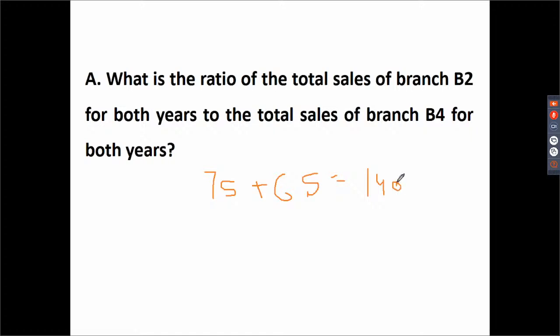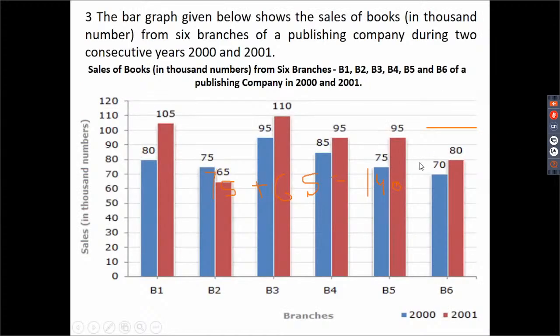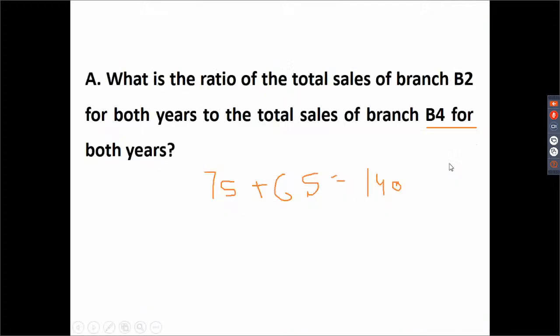140 to the total sales of branch B4 for both the years. Branch B4 for both the years is how much? Branch B4 for both the years is 85 plus 95. You have to find the ratio between branch B2 to branch B4 for both the years.